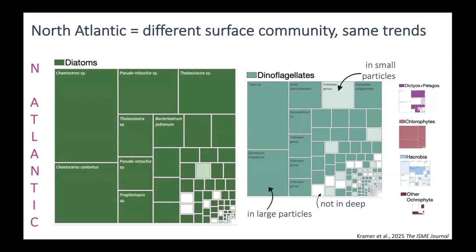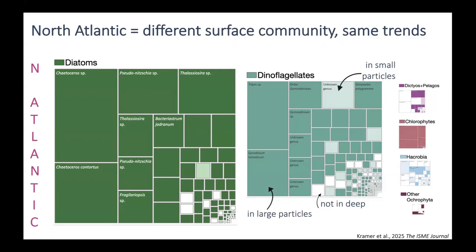In the North Atlantic, we had a really different surface community that was dominated by diatoms instead of dinoflagellates, although we still had a lot of dinoflagellates present. But we found the same pattern in terms of the connectivity from the surface to the deep. So we found, again, most things in the surface were also found in the deep ocean, and most of them were found in this large particle fraction. Even though we had very different ecosystems, we had a similar pattern between our surface and deep samples.